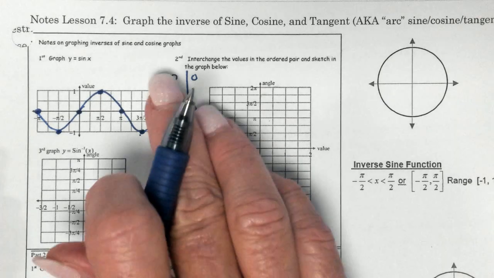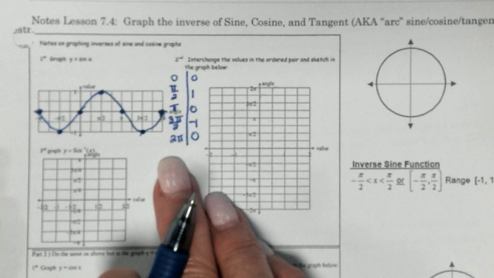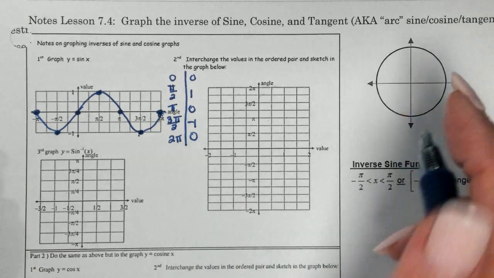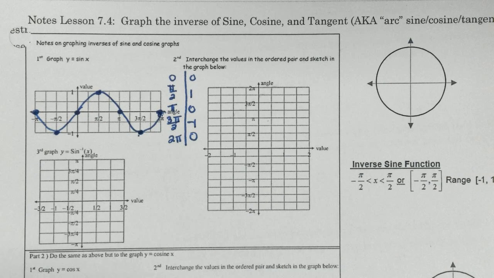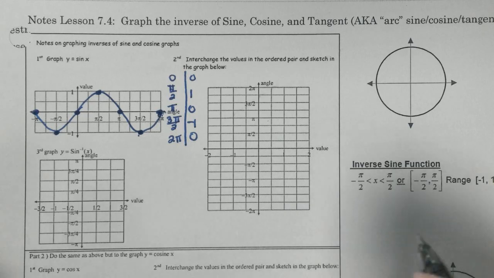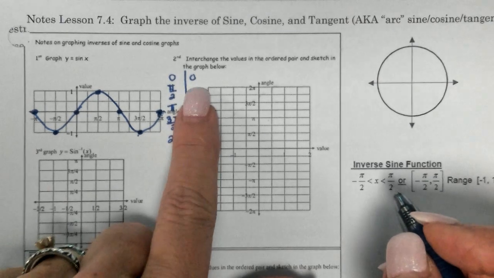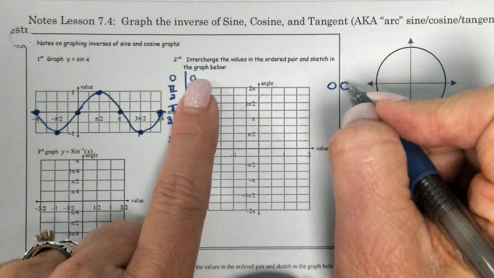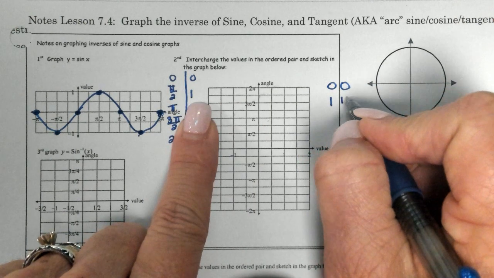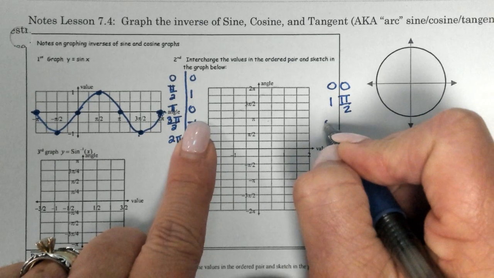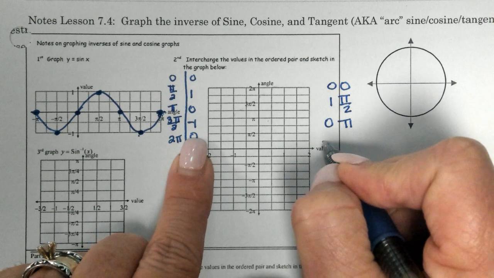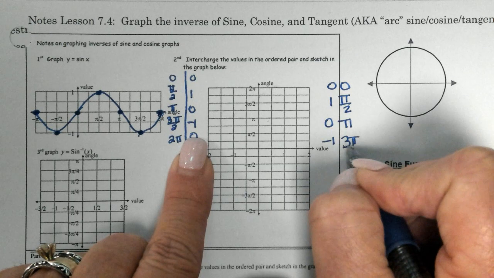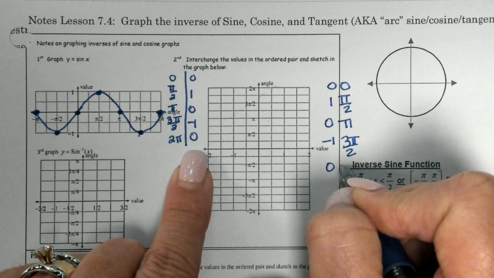If we're given a table of values, you flip the y and the x, so they are the inverses of each other. They reflect across the graph of y equals x. But if we were given a table of values, then we can just go ahead and swap them. So for our inverse, the first point is (0, 0). The second point is (1, pi over 2). Then we've got (0, pi), (-1, 3 pi over 2), (0, 2 pi).